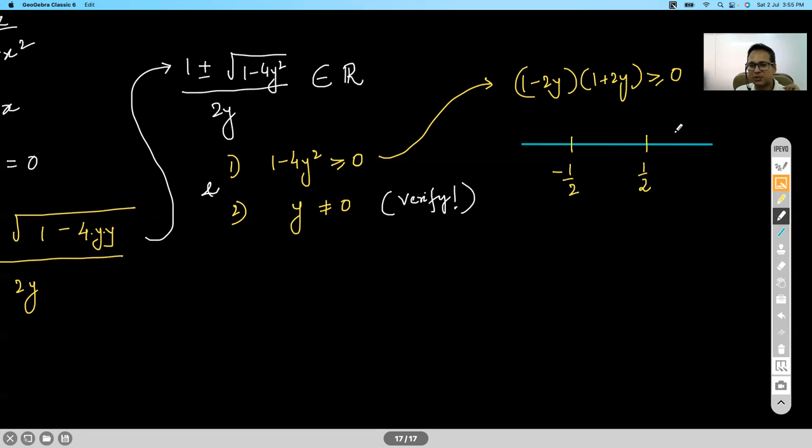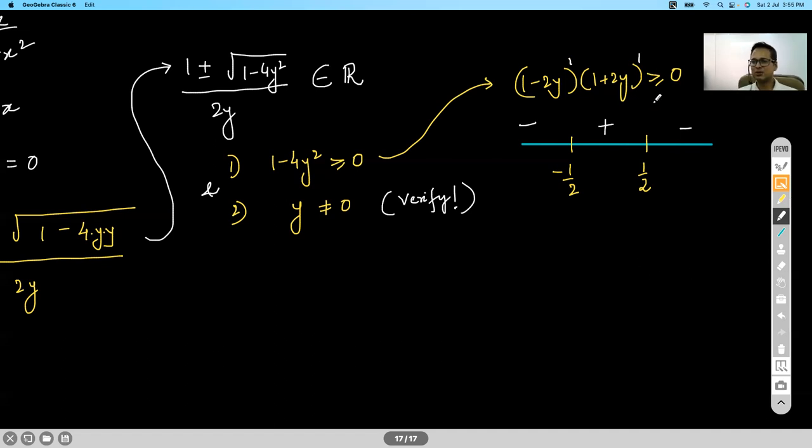What sign will come in the rightmost interval? Tell me. Plus or minus. Write down on the chat box. Take any number more than half. Let's say take a 1 and put 1 everywhere in place of y. What do you get? Negative sign, right? And since all these factors are having odd powers, there will be a switching of sign like this. Correct? Everybody is happy with the sign scheme?